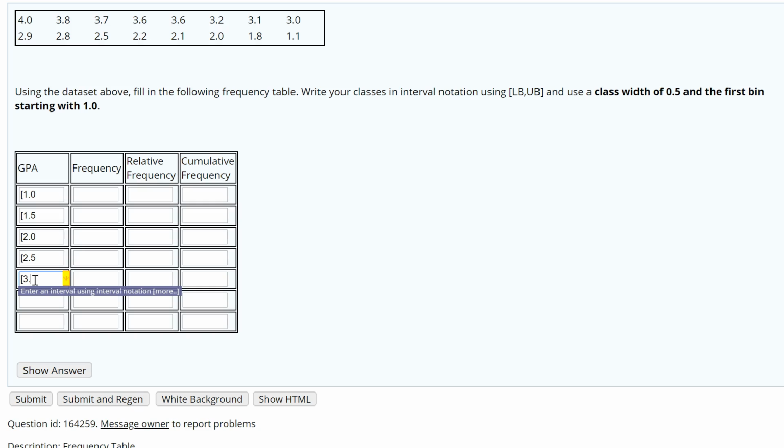Oops. This will be 3.0. 3.5, and then lastly 4.0. So they're all going to be done with brackets because we're going to include that.